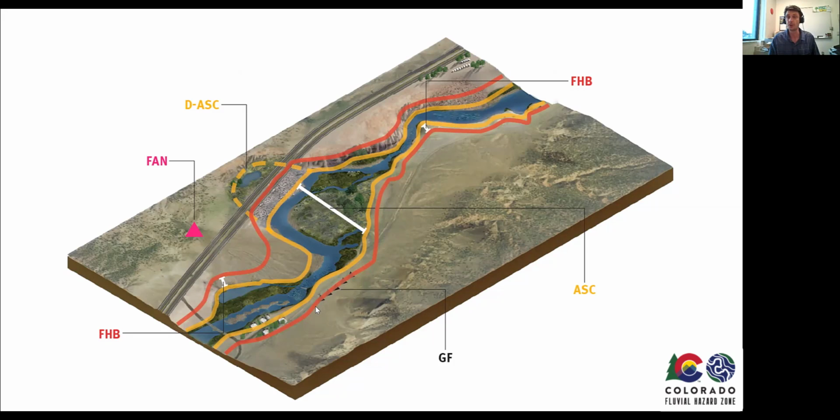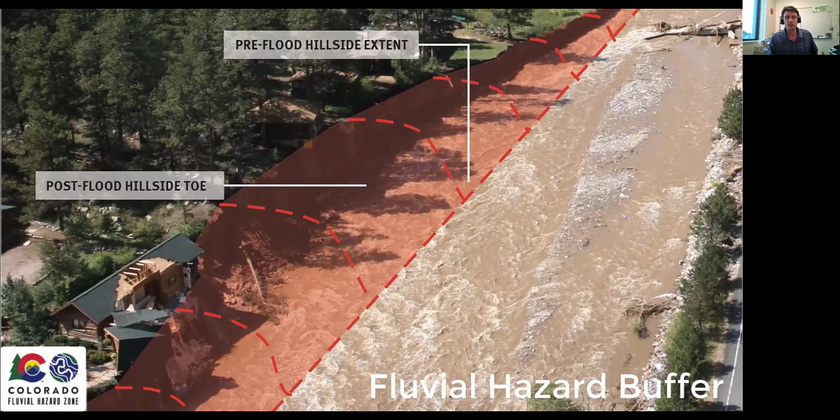So we talked a little bit about the active stream corridor. Now let's talk about the fluvial hazard buffer, which extends from outside of the active stream corridor. The fluvial hazard buffer is this area that the river could erode into, either from scour or that maybe that scour results in a mass wasting event.